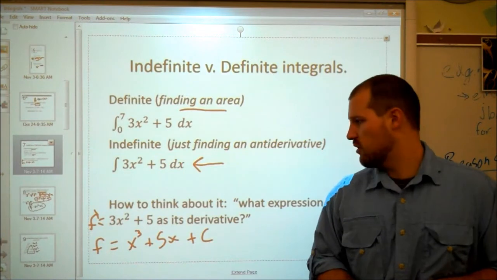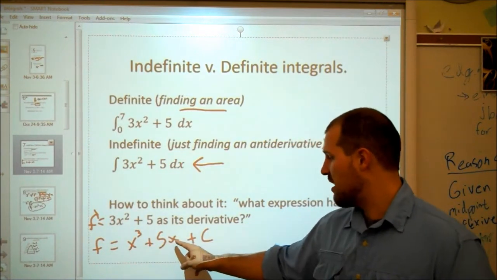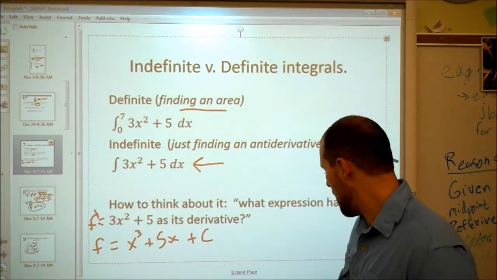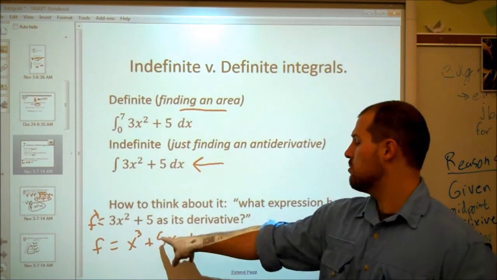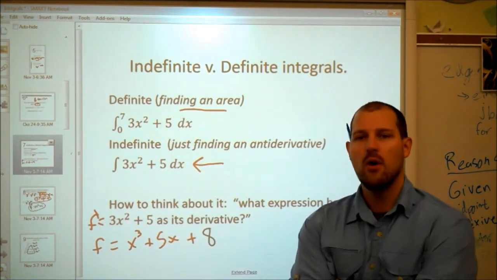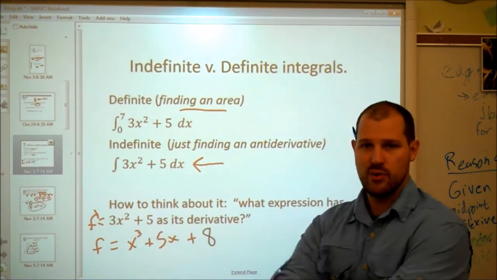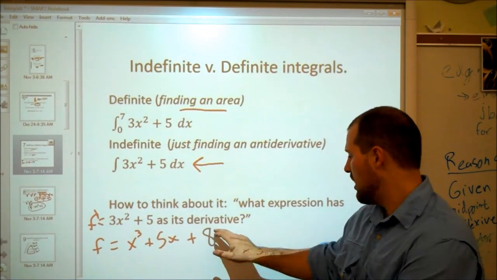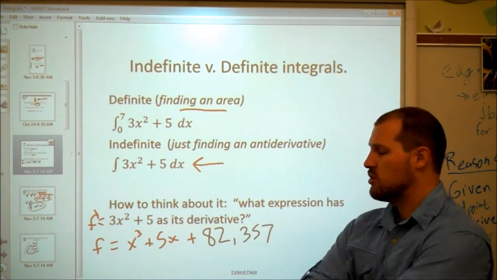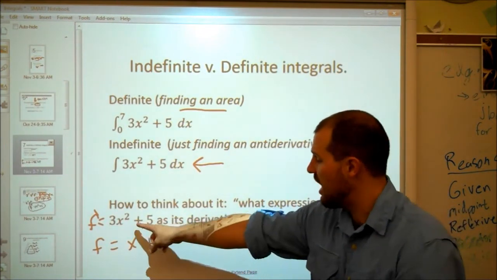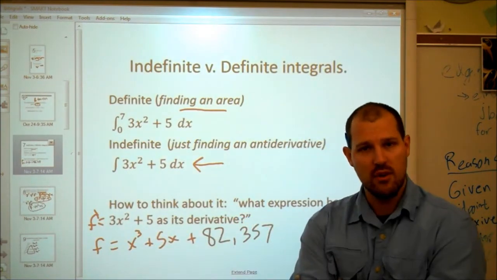as its derivative? It's true, x cubed plus 5x would have the derivative of that. But would it also be true that x cubed plus 5x plus 8 would also have 3x squared plus 5 as derivative? Or what if that was 82? Or what if that was 82,357 and we took a derivative of it? Wouldn't we still get that same derivative?